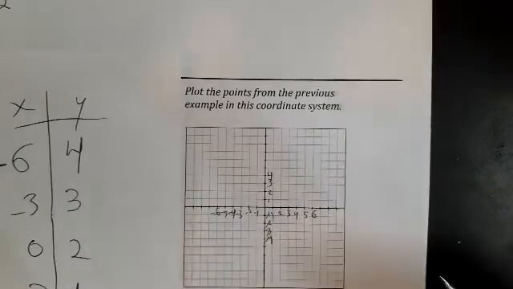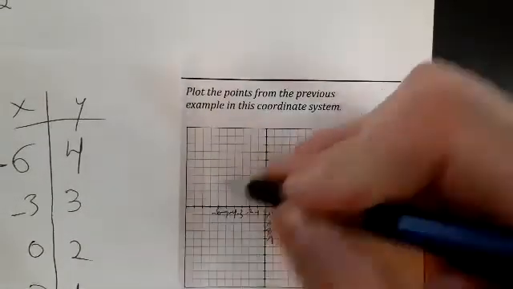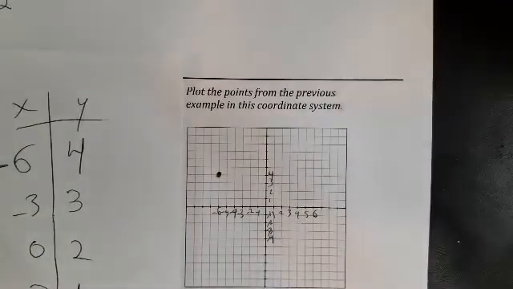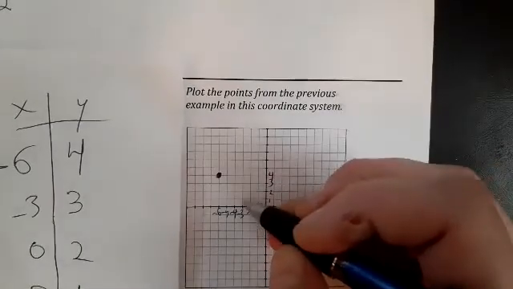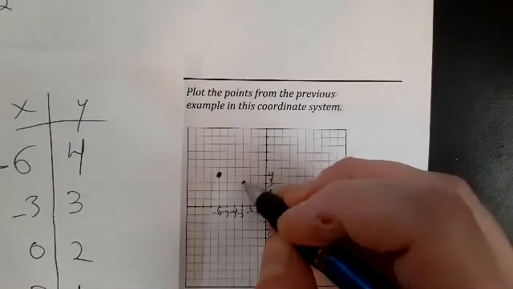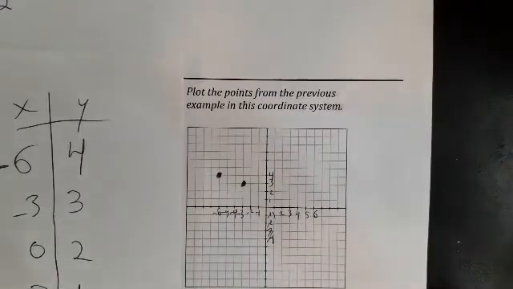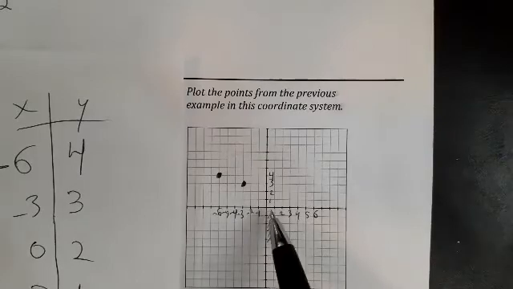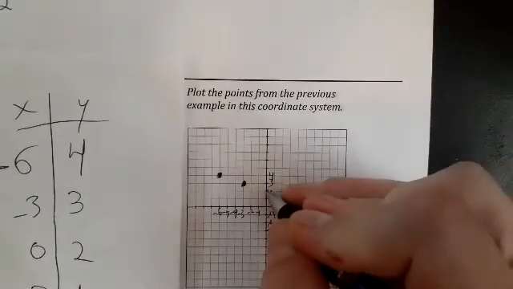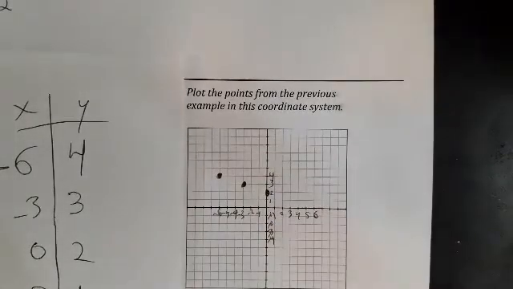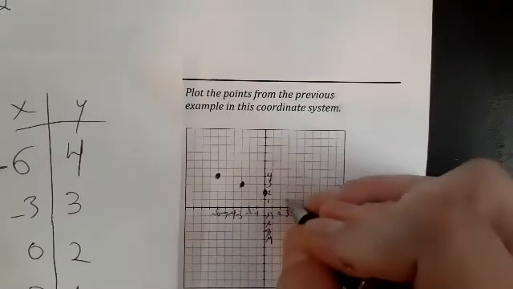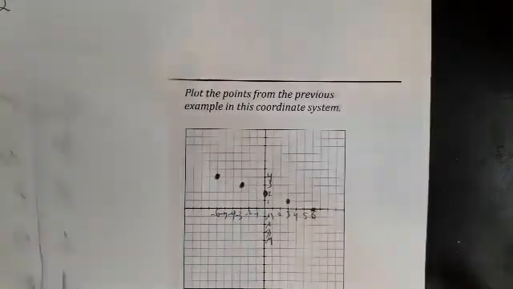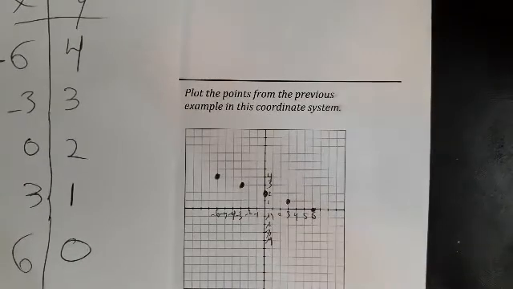So let me bring it in. I'm going to go left 3, and I want to go up 3. I want to go, where am I? Not left or right, but I want to go up 2. I want to go right 3. Up 1. And I want to go right 6 and up 9. Coming up with them points.